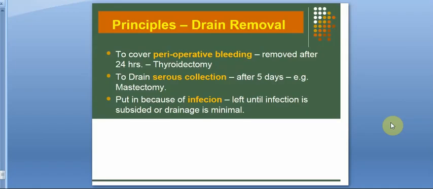So this is just the information regarding the drain removal. It is not necessary.